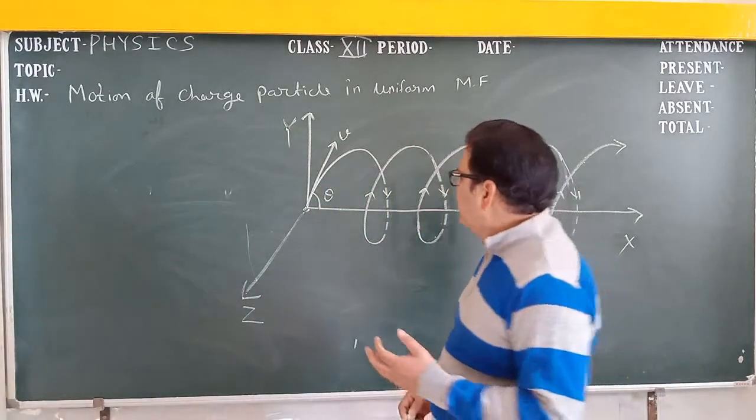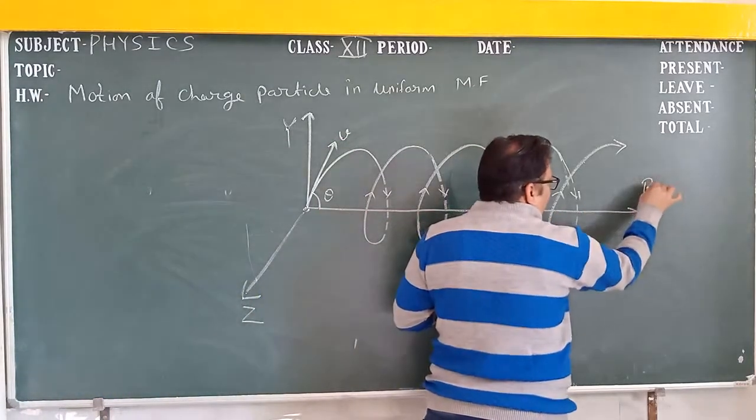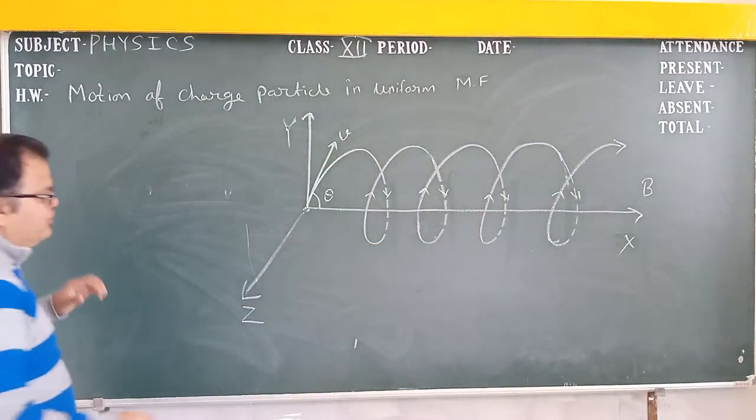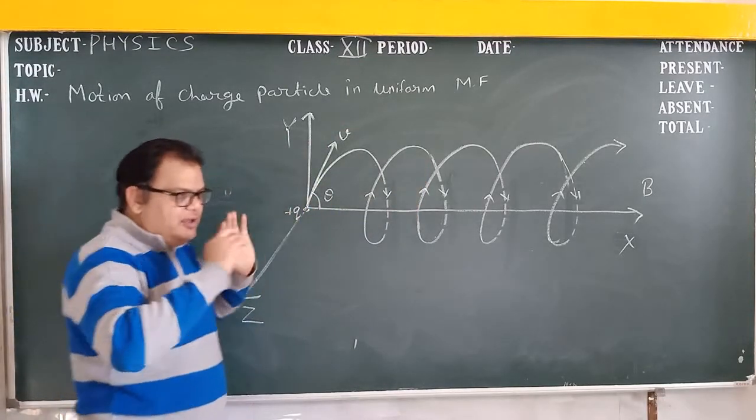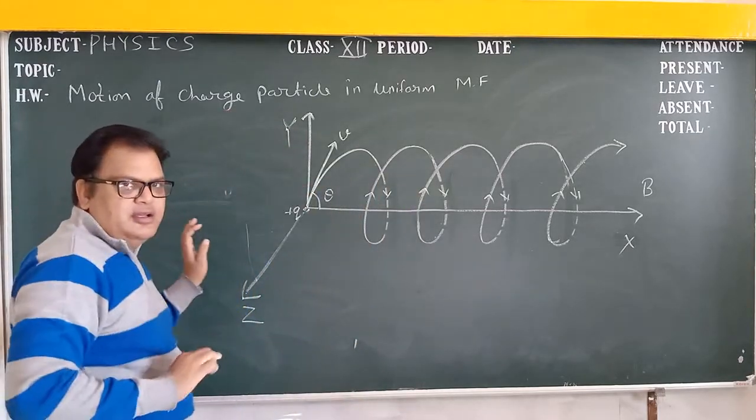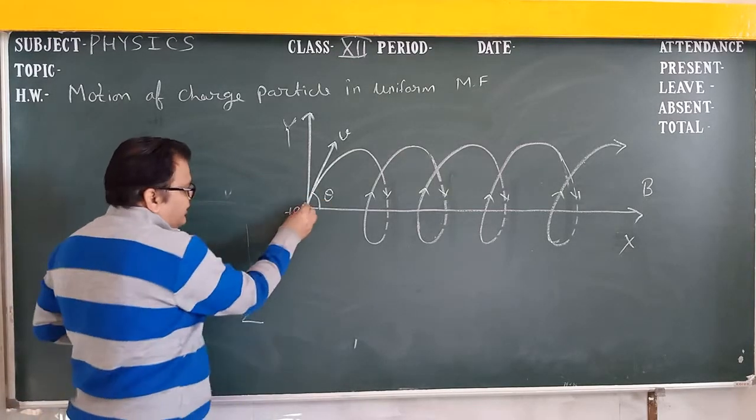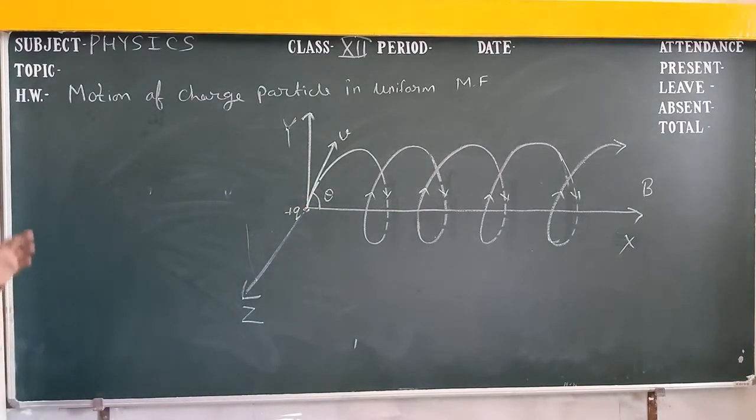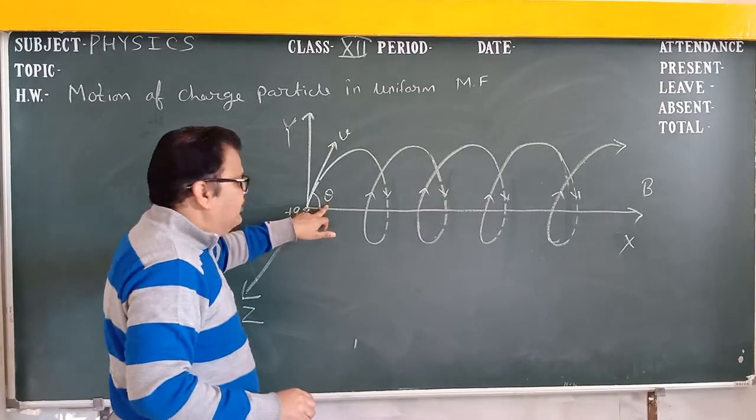Now student, what happens? Suppose the magnetic field is in the positive x direction, and a charged particle +q enters inside the magnetic field, making an angle theta with the magnetic field. The velocity of the charged particle is v. The angle between v and B is theta.